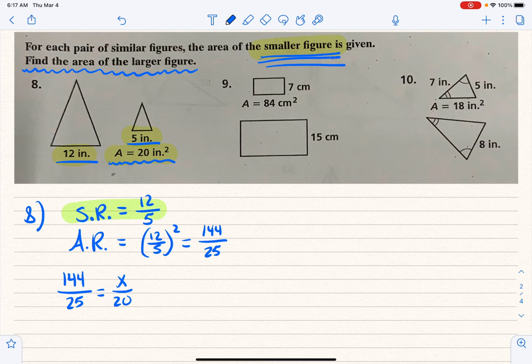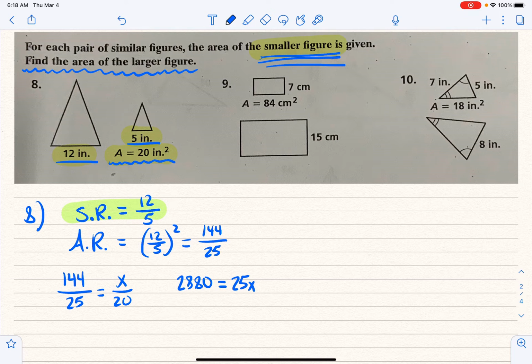Now you can rewrite this different ways, but worst case scenario, if you wrote this as it is and had to cross multiply, well then you're going to have a little bit of work, and that's still fine. 144 times 20 would give me 2,880 is equal to 25x.